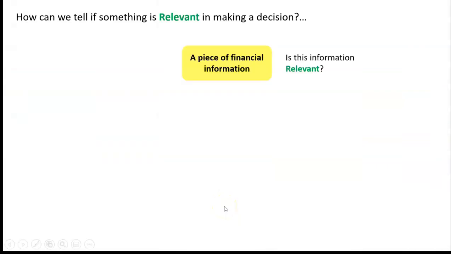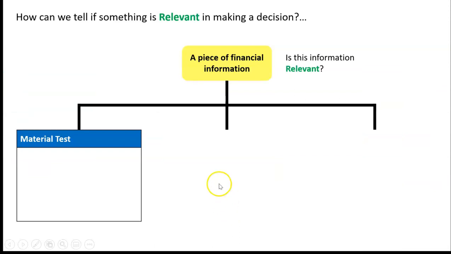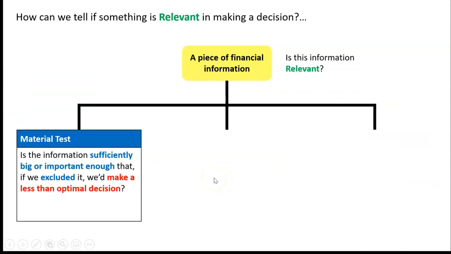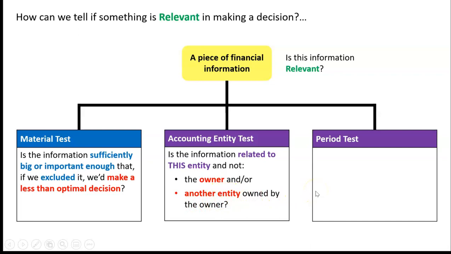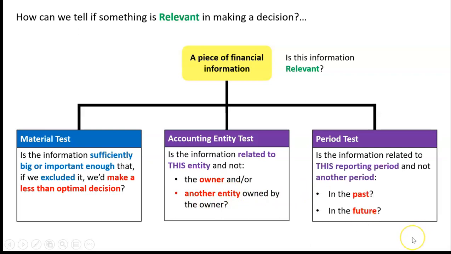What else do we need to know? Well, is something relevant is kind of the 3 tests, really. We've got the materiality test. Is it big enough or sufficiently important enough that if we exclude it, we'd make a less than optimal decision? Accounting entity test. Is that bit of information related to this entity and not the owner as an entity, or maybe another entity owned by the owner, so the owner might have multiple businesses? And lastly, there's the period test. Is this information related to this reporting period and not another reporting period that was either in the past or in the future? And together, these are going to help us figure out if something is relevant or not.